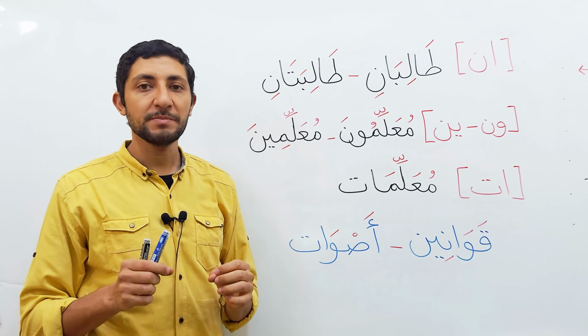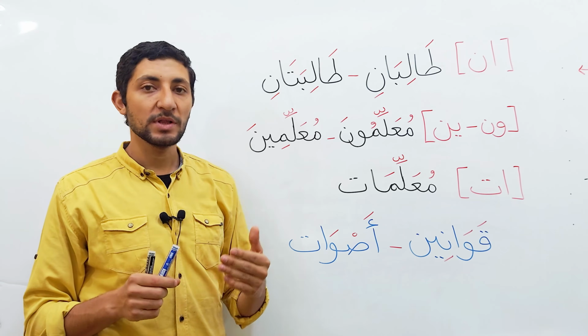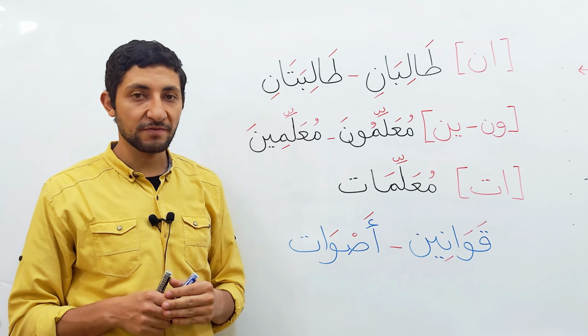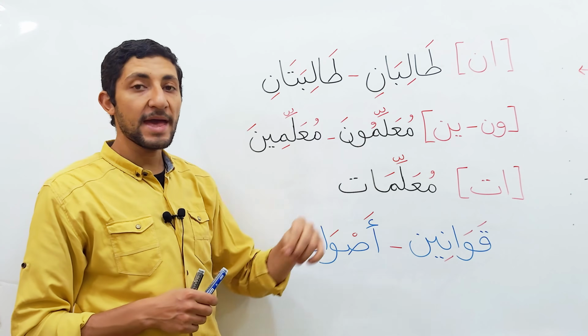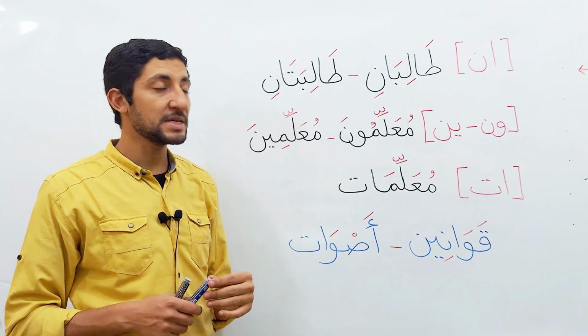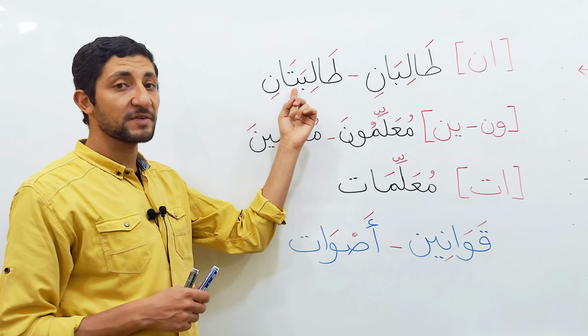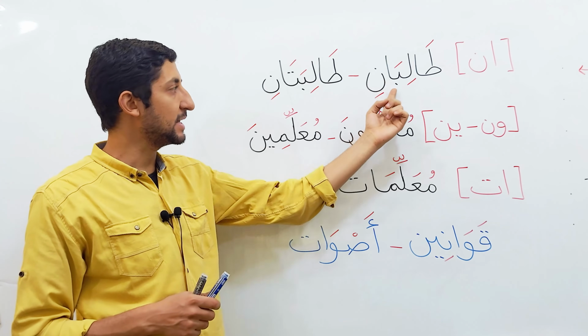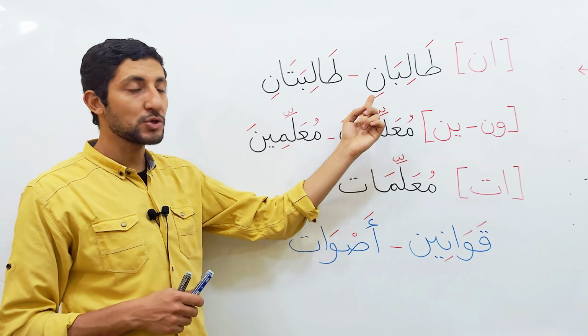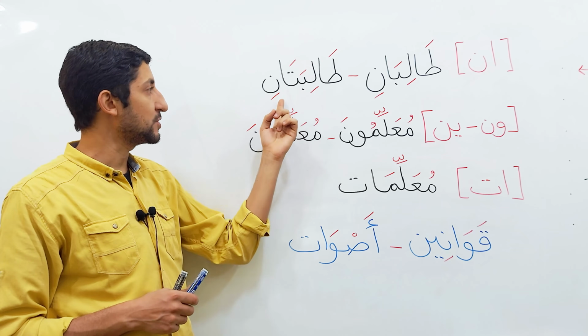To differentiate between masculine dual and feminine dual, we check the suffix. In case of masculine, we will only see alif nun, and in case of feminine, we see ta before the suffix. So we can say that masculine dual ends with alif nun, while feminine dual ends with ta alif nun.